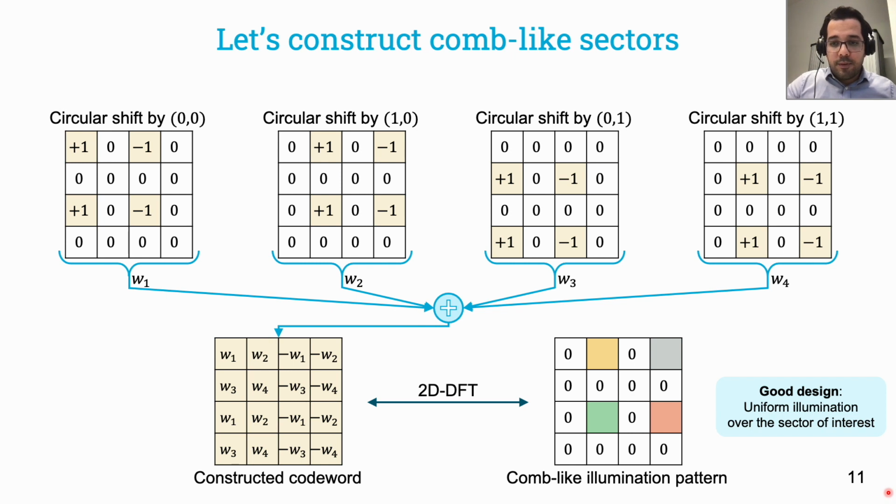Unlike brute force method with 16 degrees of freedom that I mentioned earlier, here we have 4 degrees of freedom, which are W1 up to W4. This is because of our construction to achieve the comb-like illumination pattern on the bottom right, this one. Also, as I will show you later in this talk, a good design of the weights is the one that results in a uniform illumination of the sector.